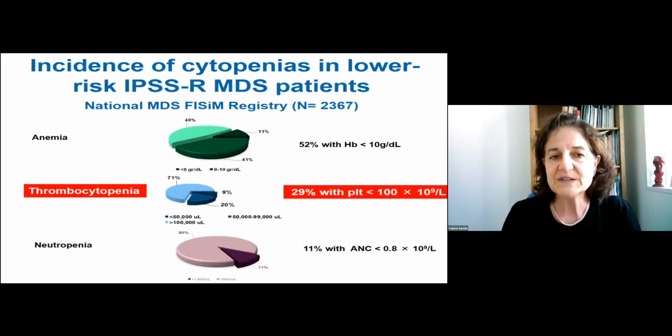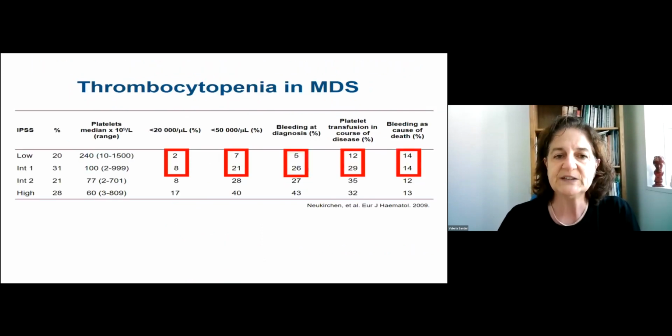The incidence of cytopenias in low risk MDS is quite different, anemia being the most frequent, with cytopenias like thrombocytopenia accounting for around 30% of cases. Nevertheless, thrombocytopenia can induce fatal bleeding, although in a small proportion of patients. As a matter of fact, only a very small minority of lower risk MDS patients have platelets below 20,000 per microliter.